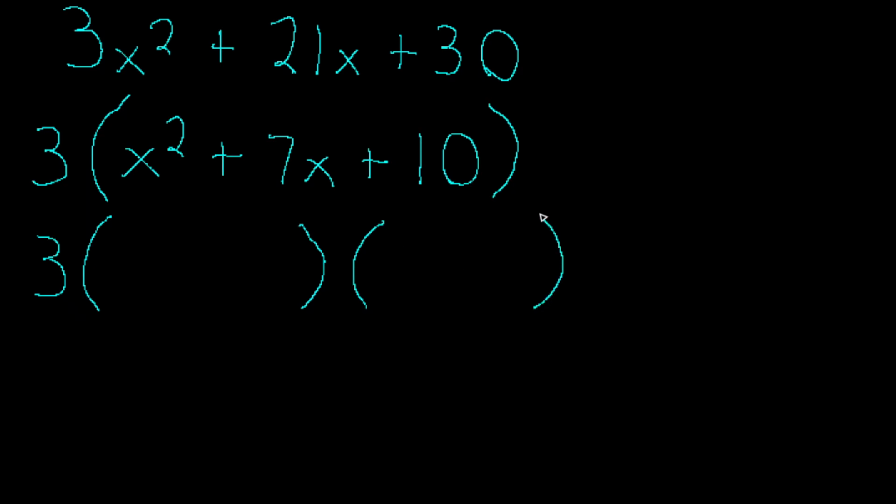I know to get x squared, I'm going to need x times x again. And everything's positive, so these will be plus signs. Now, two numbers that multiply to 10 and add to 7. This is the same as one of the previous problems. And that was 2 and 5. 2 times 5 is 10. 2 plus 5 would give us our 7x. Alrighty.